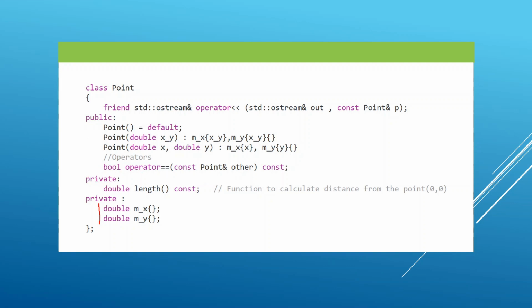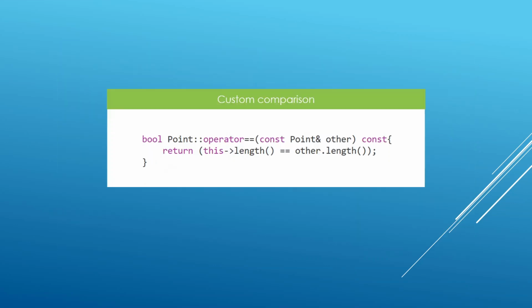So the way we set it up is nothing new. We're going to use the same syntax we know, but notice that we do it as a member function. And after we set it up, we're going to implement it and use the length method to compare point objects.